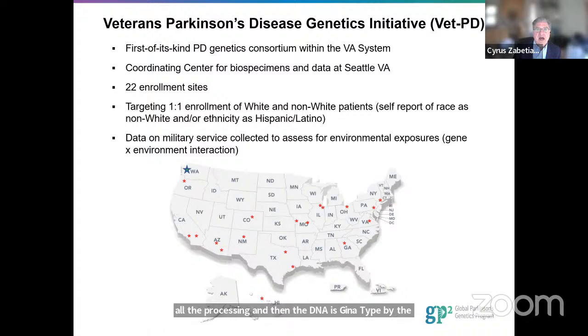And we are targeting on a 1-to-1 ratio patients who report their race as white, and non-white patients, who self-report as either non-white or as Hispanic Latino. We're also gathering data on people's military service so that we can understand where they were in time and space and assess them for environmental exposures to look at gene-environment interaction.